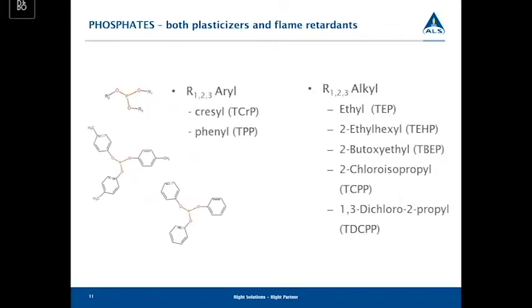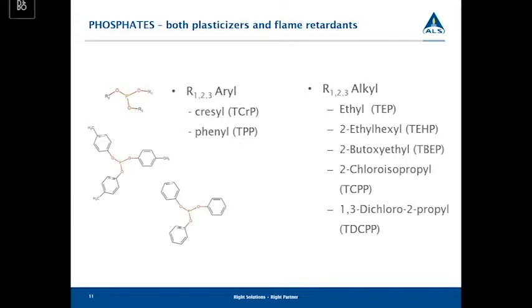Phosphates, again, are being manufactured in huge quantities, and are used as both plasticizers and flame retardants. I have a general structure on the upper left-hand side: phosphate with 3 R groups. Usually the 3 R groups are the same. There are aryl and alkyl type side chains. The tricresyl and the triphenyl have been used in huge amounts. They actually tend to be the more toxic, the aromatic ones, and the alkyls less so.